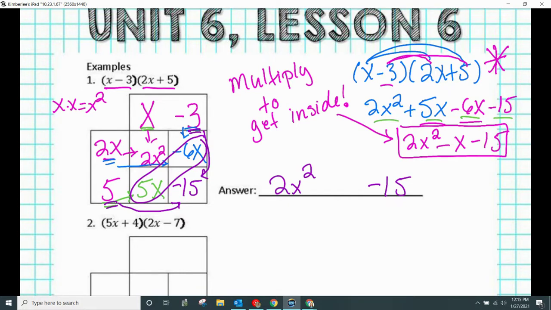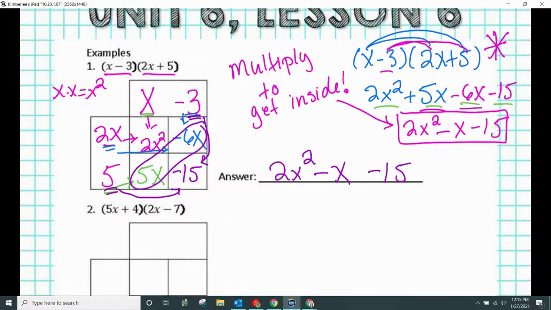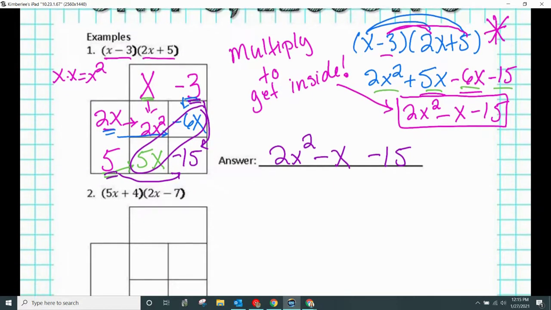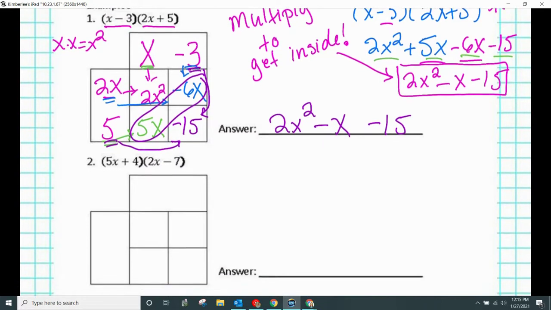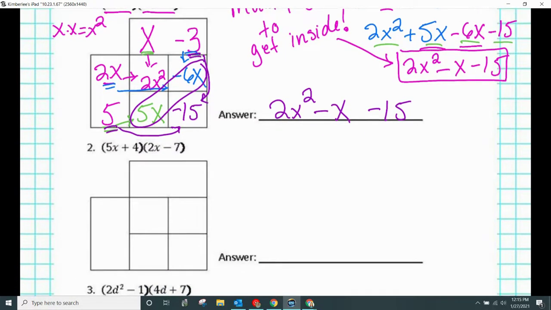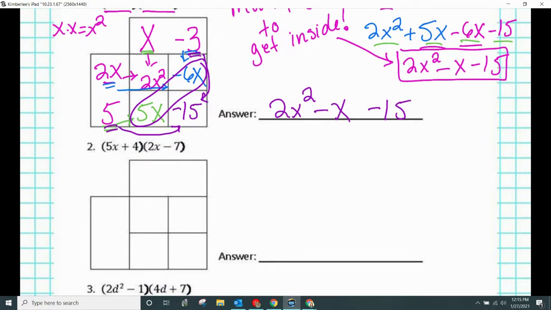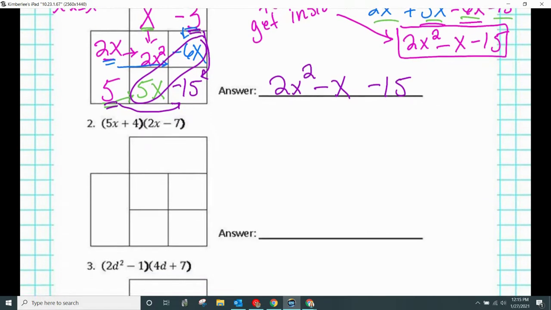We'll have 5x and negative 6, and we already said that's negative x. So see how I got the same answer? Just the box made it easier for me to multiply them. So when you're doing these problems, draw the box on your paper, just like it is here. You don't have to do the outside boxes if you don't want to, where you're putting your pieces, but draw a square, and then draw the cross in the middle, and then multiply them that way.